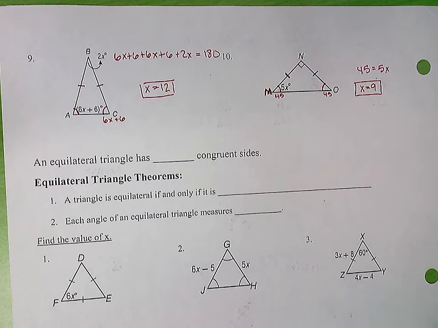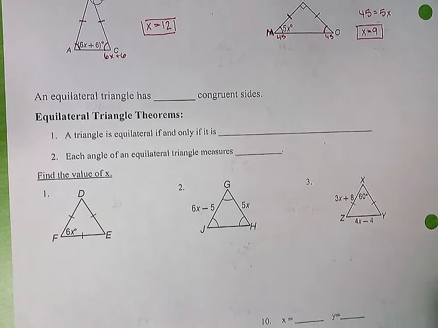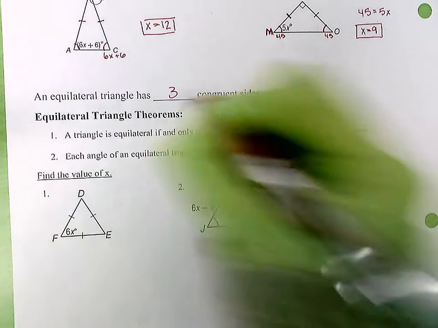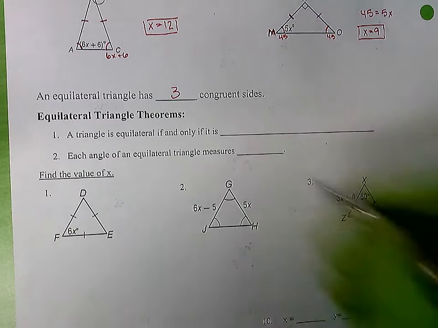All right, then I want to go over equilateral triangles. We just did isosceles, now moving on to equilateral. An equilateral triangle has 3 congruent sides, so all 3 sides have to be congruent. Just like we had isosceles triangle theorems, we have equilateral triangle theorems. The first one says a triangle is equilateral if and only if it is equiangular.